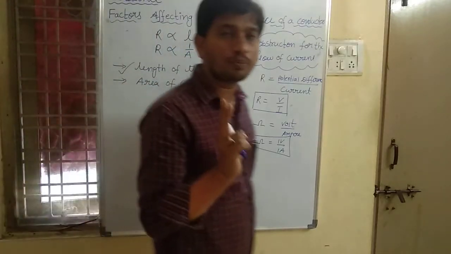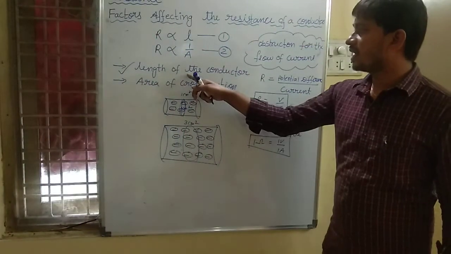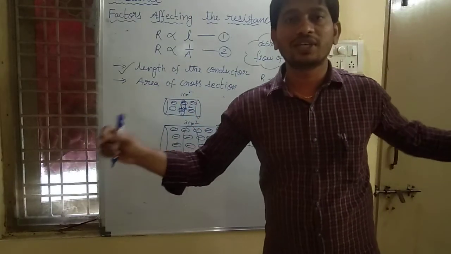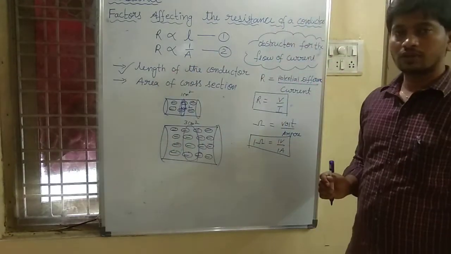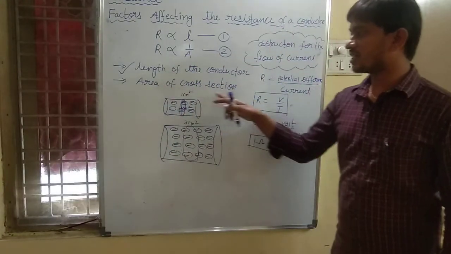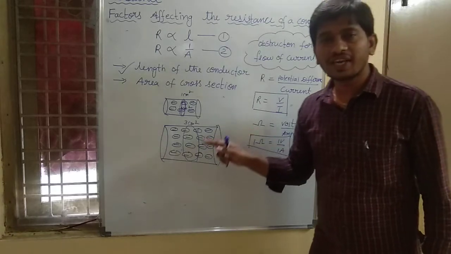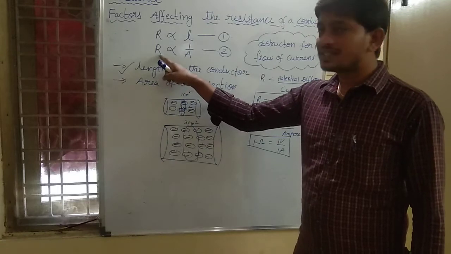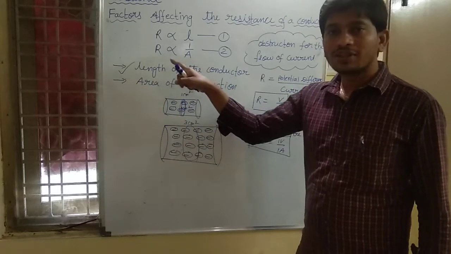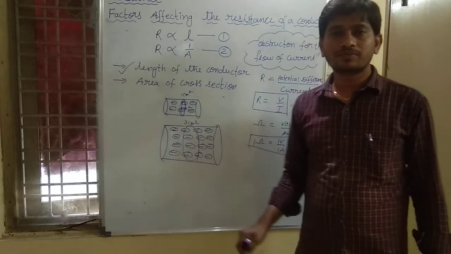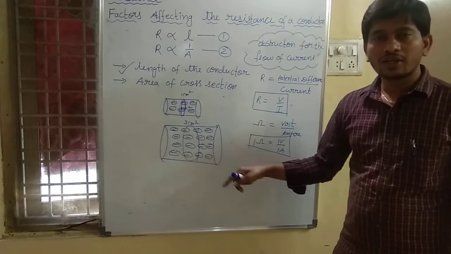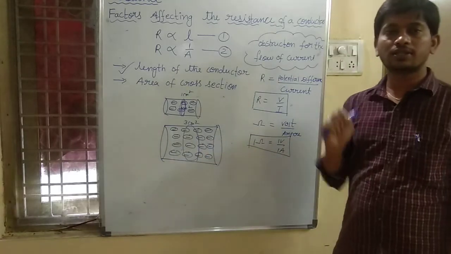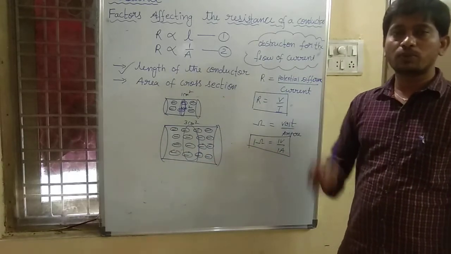These two are very, very important. The first one is length of the conductor. If the length of the conductor is more, resistance will be more. The second one, area of cross section. If we increase the area, then the resistance will be less. That is, resistance and area of cross section are inversely proportional. If we increase the area, more current, less resistance.